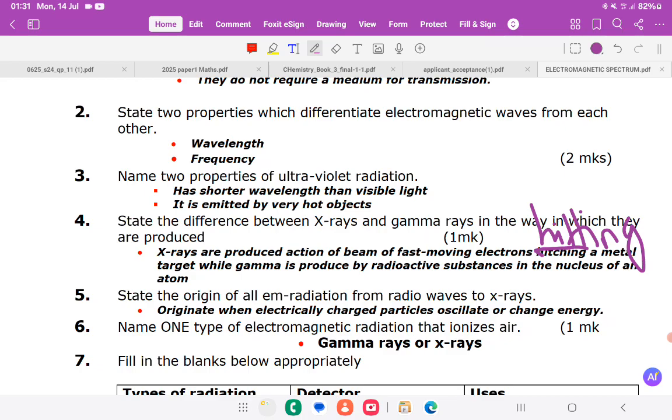Hitting a metal target. So gamma, on the other hand, is produced by radioactive substances in the nucleus of an atom. Please make sure you know this difference between the two.